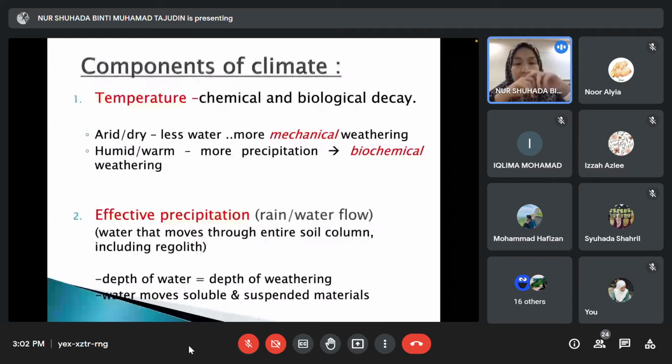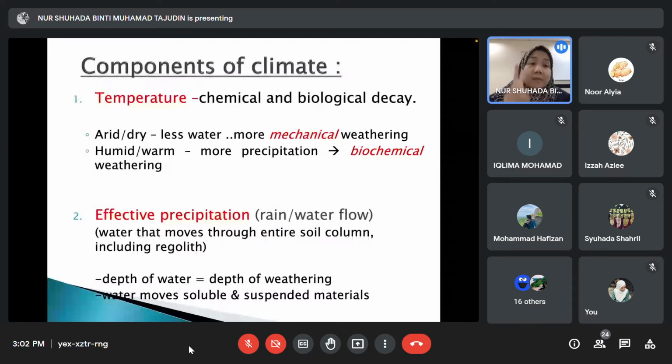Okay, so depth of water determines the depth of weathering. Water moves solubles and suspended materials because it will change the structure of the soil physically and chemically. Meaning that if there is rain in one certain area, the formations of the soil are different from an area that doesn't receive that much rain.